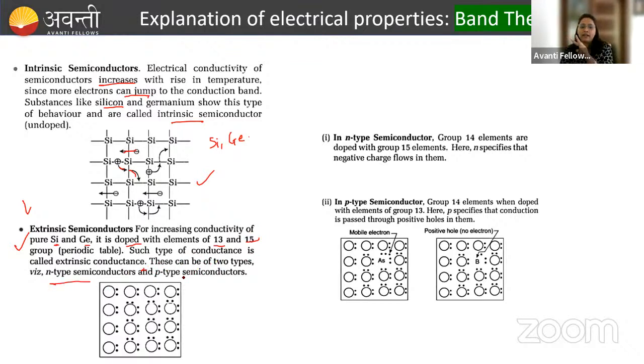One is the N type and another one is a P type. So what is N type? In N type, silicon or germanium are doped with the group 14 elements. Sorry, these are group 14 elements. These are doped with group 15 elements.